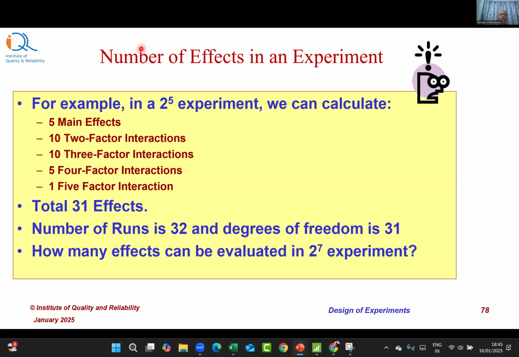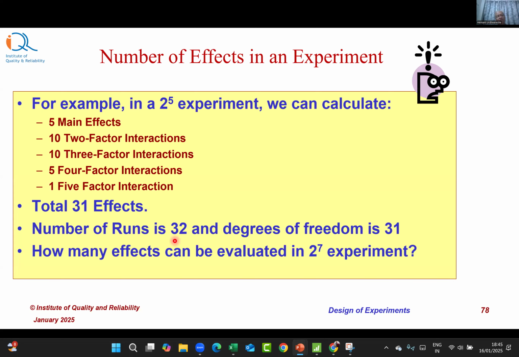So now, the number of effects in an experiment. Let us consider a 2 to the power 5 design. We can calculate 5 main effects, 10 two-factor interactions, 10 three-factor interactions, 5 four-factor interactions. This you can calculate with KCR or whatever, and one five-factor interaction. So if you take the total of this, 5 plus 10 plus 10 plus 5 plus 1, that is equal to 15, 25, 30, and 31. So a total of 31 effects are there in this design.